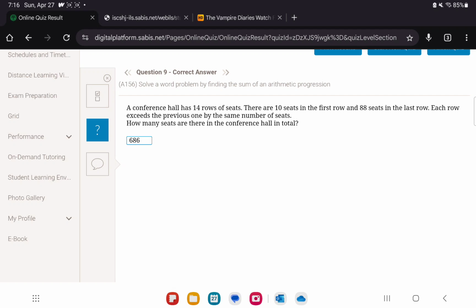Okay, here at first the full thing they want is the total number, but we don't have the common difference. So we want to find the common difference. We could use A14, we know it's 88 seats. So A14 is a1 plus n minus 1 d, so 10 plus 14 minus 1, which is 13.